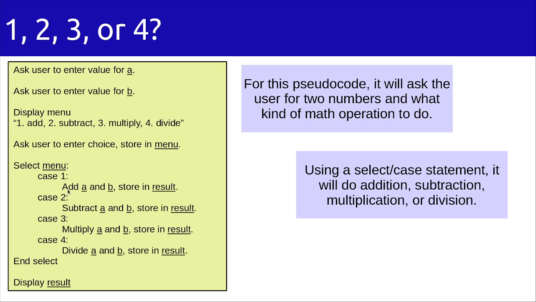So if they choose 1, add A and B together, store in a variable called result. Case 2, subtract A and B, store in result. Case 3, multiply A and B, store in result. In case 4, divide A and B, store in result. Then after that happens, we display the result at the end. So we can use a select statement like this. This is usually how I end up using select statements, is just to power a menu in my program.